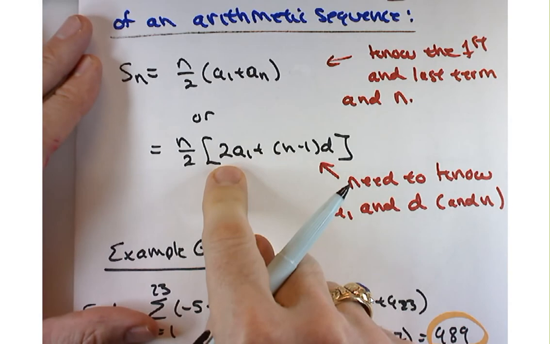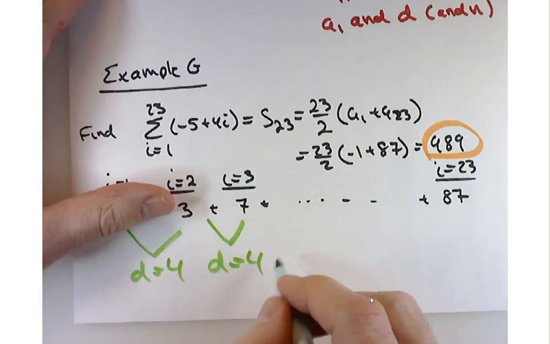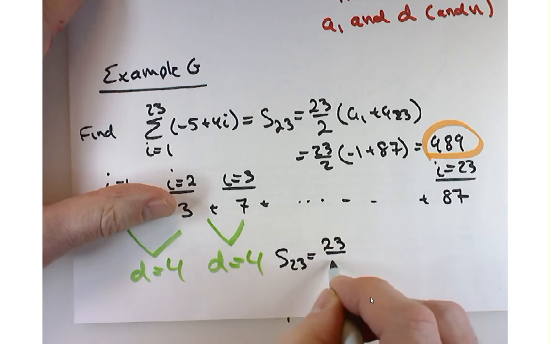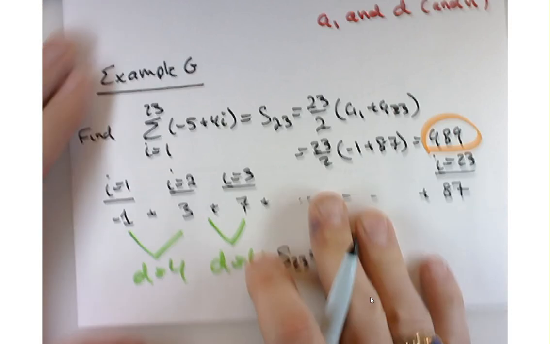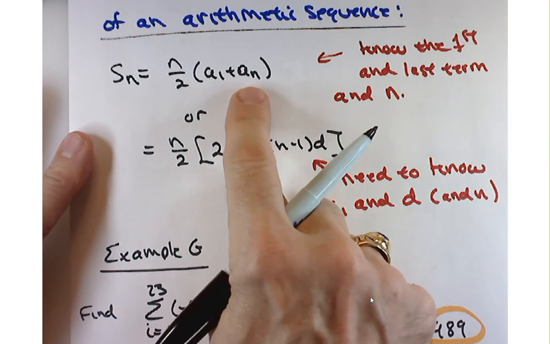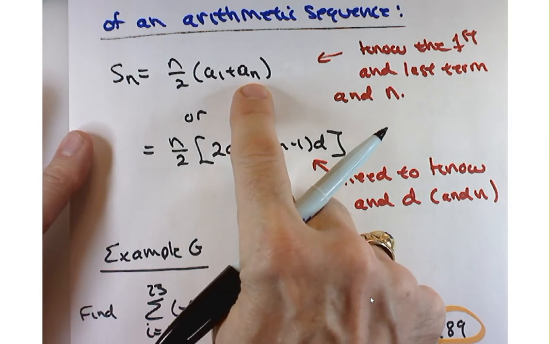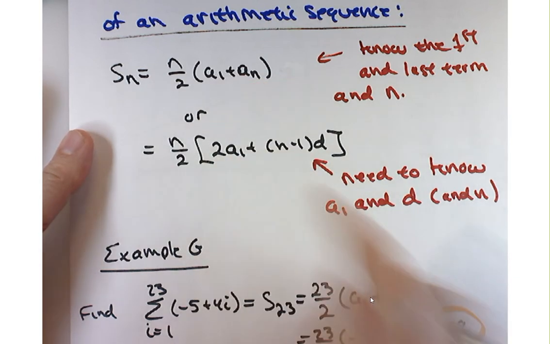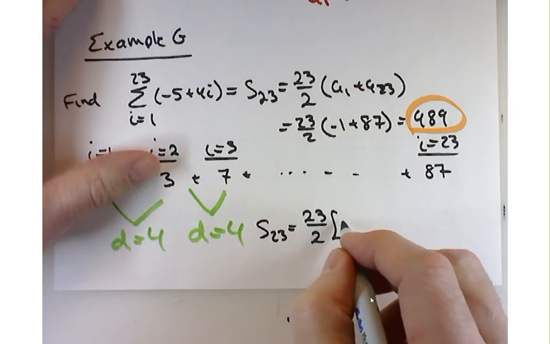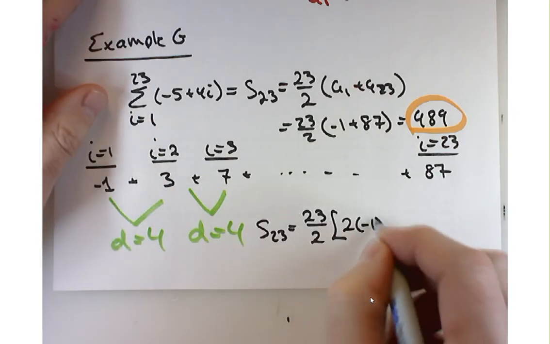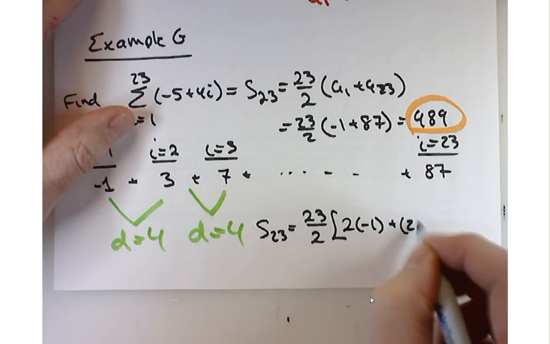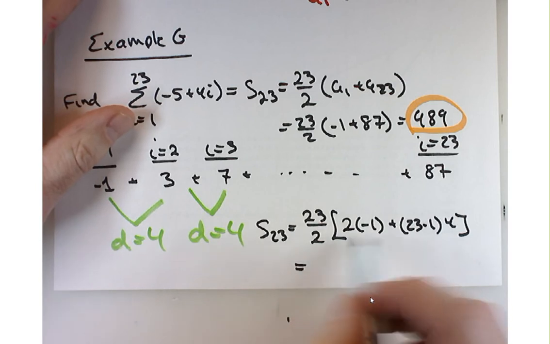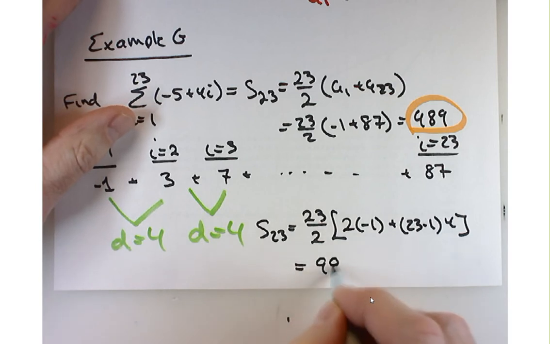So let me show you what it's like to use this other formula. It would be S sub 23 equals 23 over 2. And with this formula, I don't need to know a sub n. In fact, you take and replace a sub n by the general form of an arithmetic sequence, combine like terms, and you get this expression. So it's nothing too huge. It's going to be 2 times negative 1 plus 23 minus 1 times 4, which is going to end up being the same thing, 989.